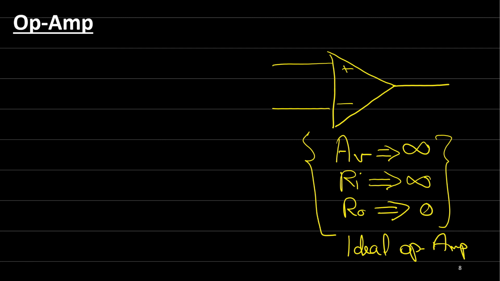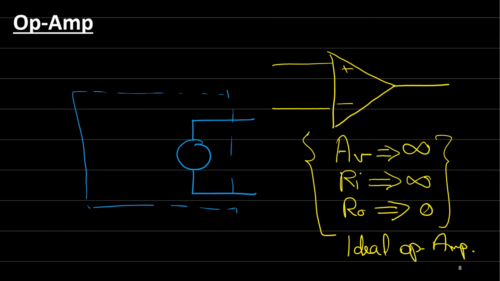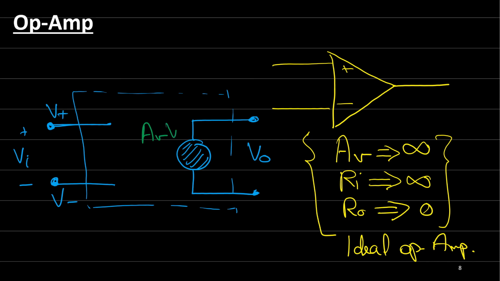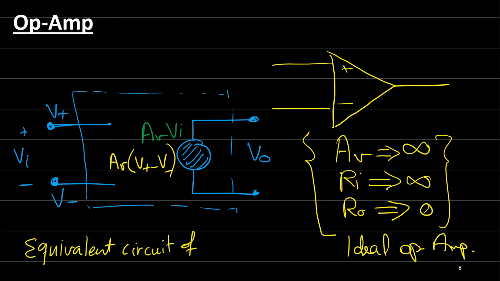If you try to draw the equivalent circuit of that amplifier, we can easily say, here we have the controlled voltage source, we have the output, V out, and here we have an open circuit, because the input impedance is infinity, and this is V in, and this is V plus, V minus. And here the controlled voltage source is equal to how much? AV times V input, or we can say AV times (V plus minus V minus). And this is the equivalent circuit of an operational amplifier.